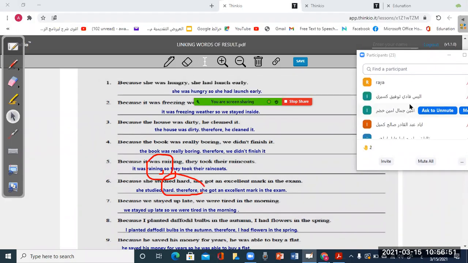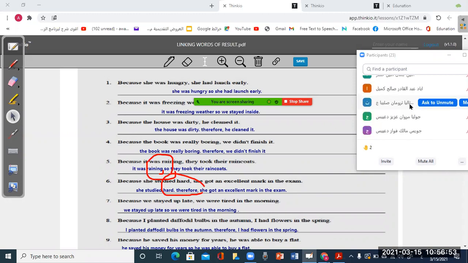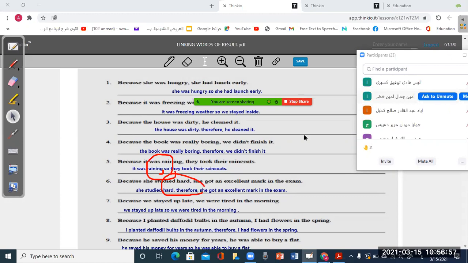Julia, Talia. Number 7. Because we stayed up late, we were tired in the morning. Yes. We stayed up late, so we were tired in the morning. And what's the problem? The comma. You can say it in English. There is no comma. Okay.